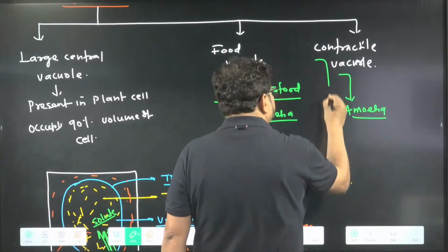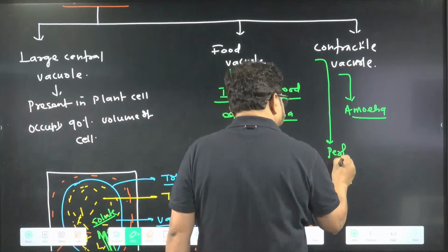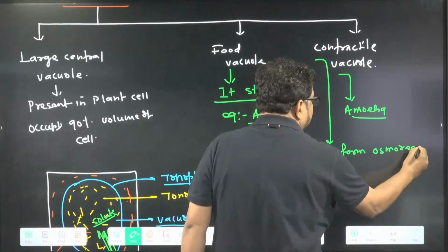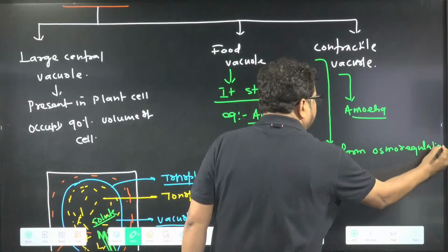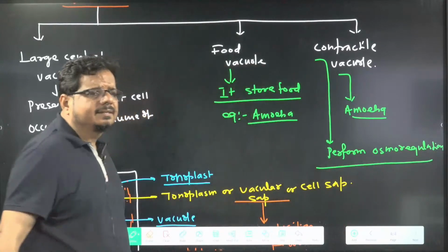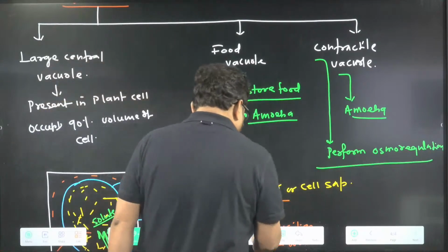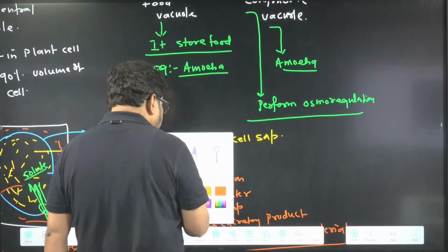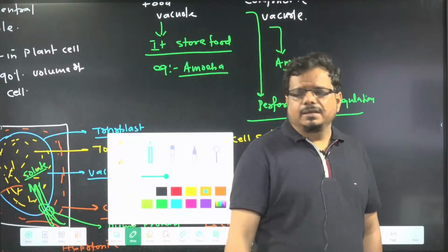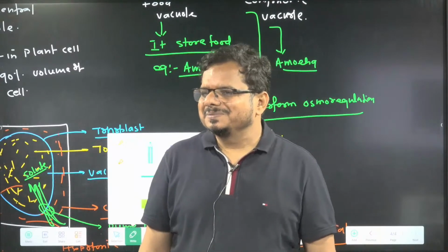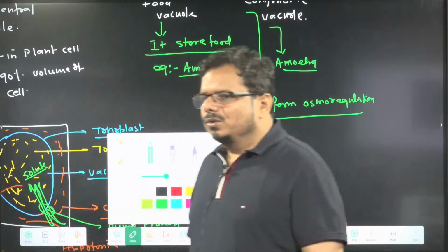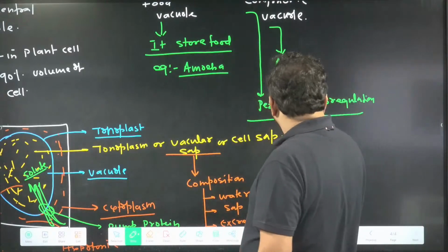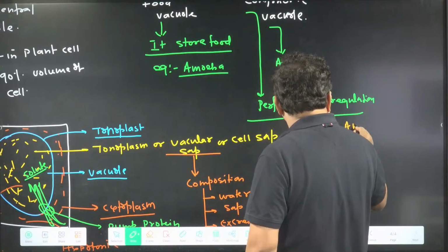These contractile vacuoles perform osmoregulation. What is osmoregulation? Maintaining solute concentration in the cell. So in your body, who does the osmoregulation? Which human organ does the osmoregulation? Kidney. So what works like kidney in amoeba? Contractile vacuole. Can I say this contractile vacuole is analogous to the human kidney?